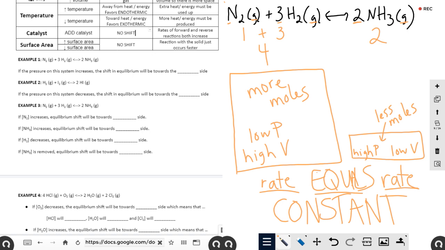So my question: if the pressure is increased, so I'm using this model right here, the shift in equilibrium will be toward what side? Well, I need to go toward the side that has less moles of particles because I don't have a lot of space. That's here. So the shift is to the right side, or the product side.